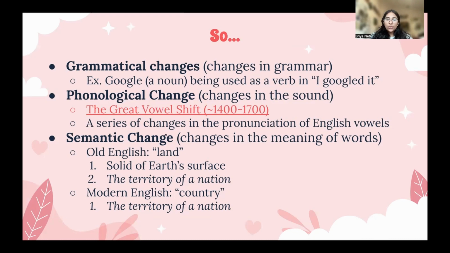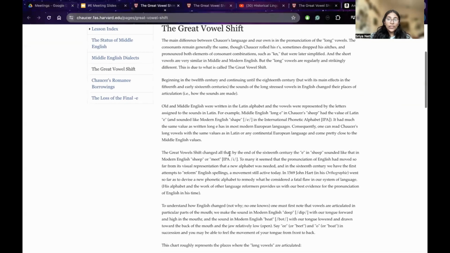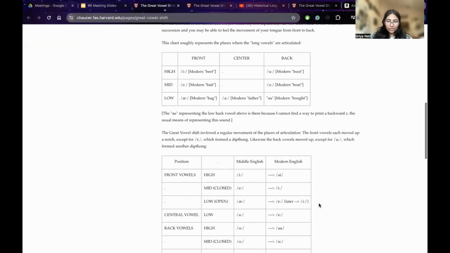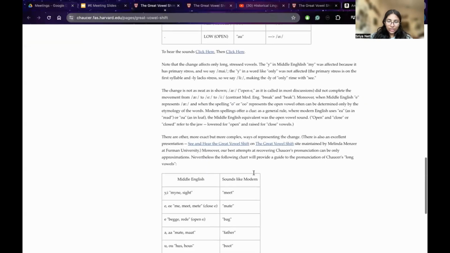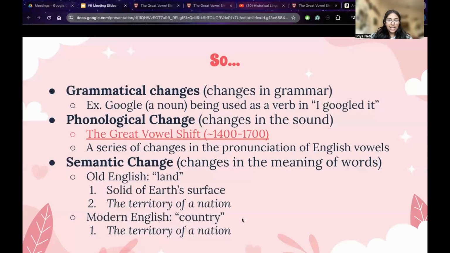And the second one is phonological changes, which are changes in the way that a language sounds. So there's something known as the Great Vowel Shift, which happened in the English language from around the 1400s to 1700s. And it was basically just a series of changes in the pronunciation of English vowels. I found this article from Harvard on the Great Vowel Shift, which goes into more detail on what the shift was and also what exactly the vowel changes were, which I thought was really fascinating to see how people started changing the pronunciation of their vowels. So this article is super interesting if you guys are interested, and it's linked in the slides.